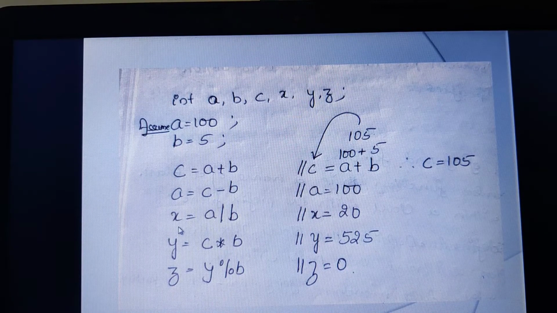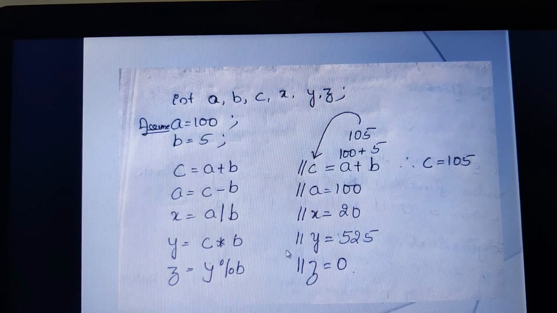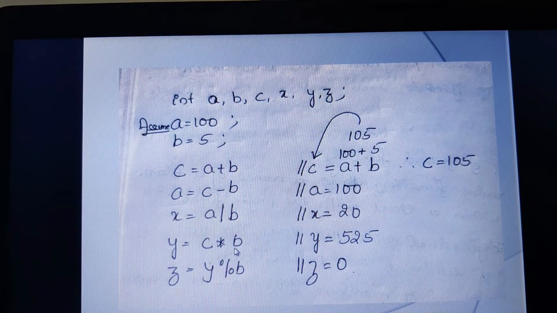Then moving on to the next one, A divided by B, the value will be stored in X. What is A divided by B? The A value is 100, 100 by 5, definitely it will be 20. So the 20 value will be moved into X. Similarly, C into B. What is the value of C? Nowhere have we changed the C value, isn't it? Therefore, the C value remains the same, that is 105. So 105 into 5, that's 525, the Y value will be 525.